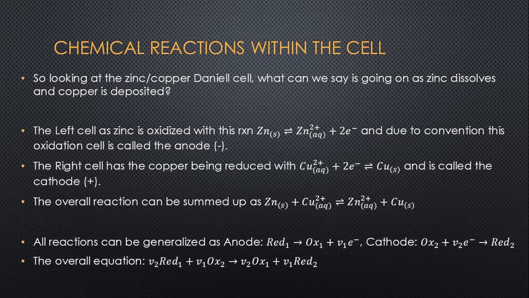All reactions can be generalized as follows. The anode: reductant 1 goes to oxidant 1 plus ν1 electrons. The cathode: oxidant 2 plus ν2 electrons goes to reductant 2. And we get to the point where we have to cross multiply by the coefficients. We have ν2 reductant 1, ν1 oxidant 2 goes to ν2 oxidant 1 and ν1 reductant 2.